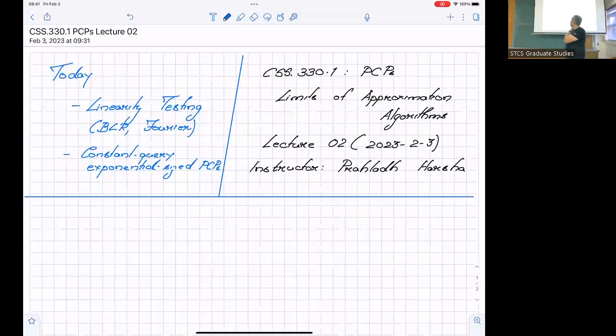Okay, welcome to lecture 2 of the PCPs. This one we will discuss linearity testing and its application towards constructing constant query exponential size PCPs in today's lecture.